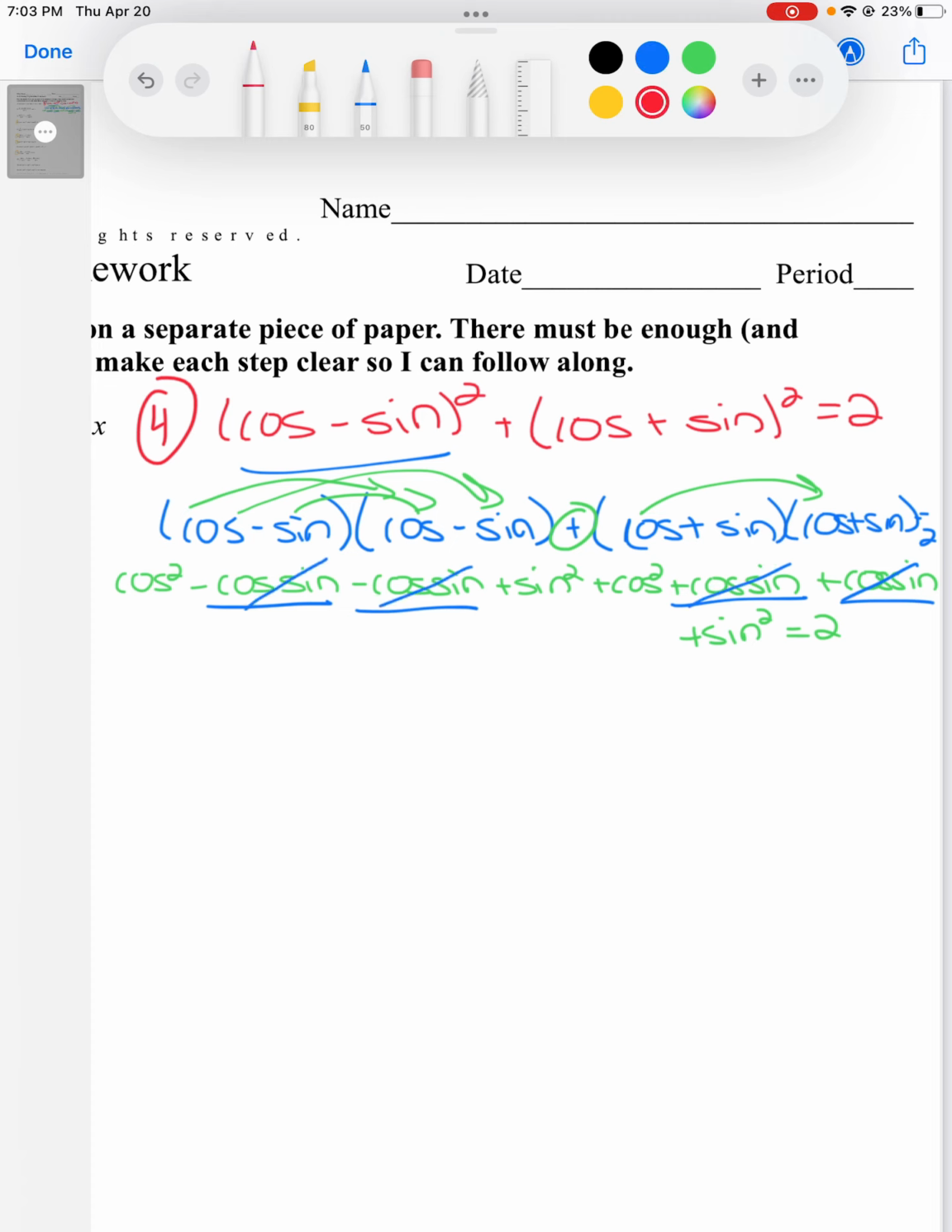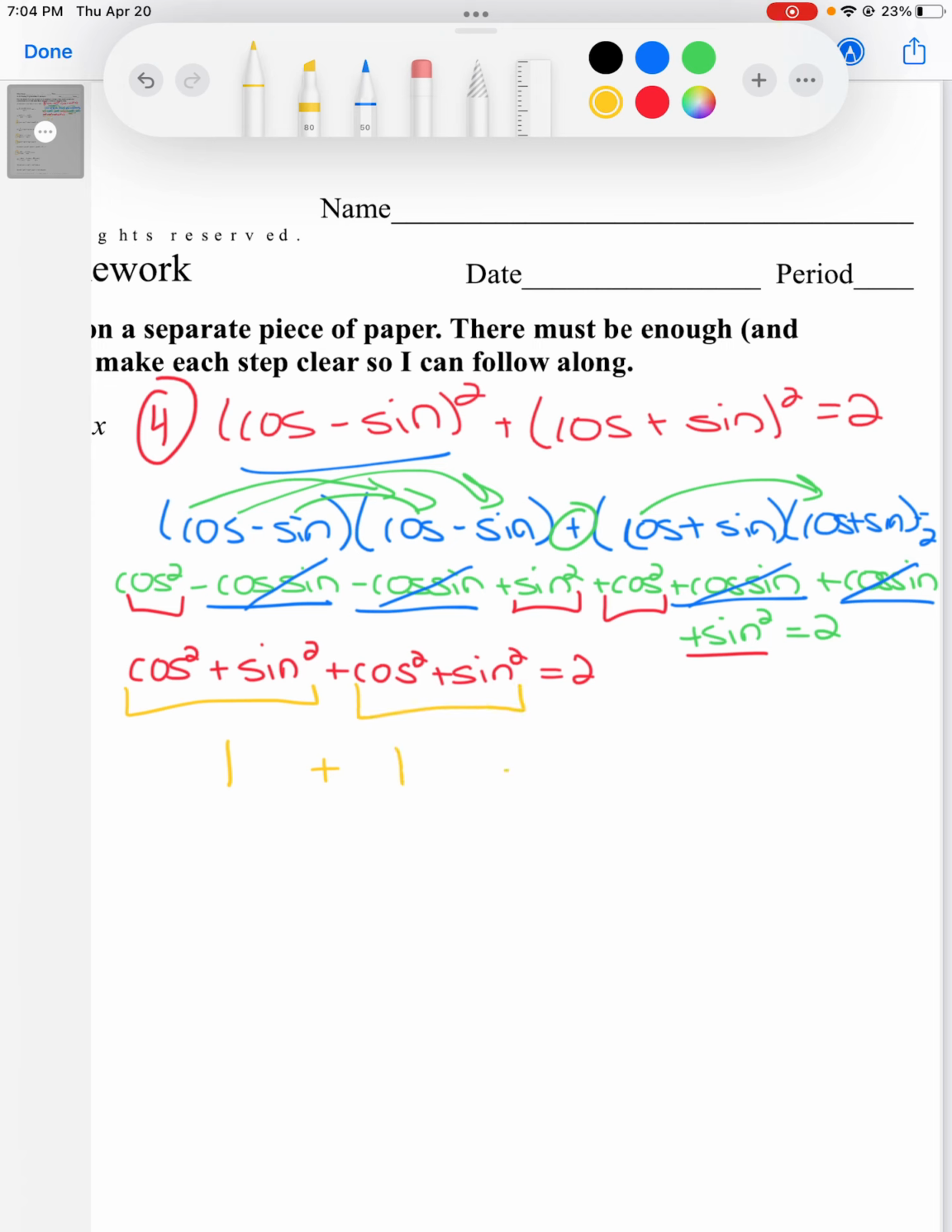So now I have cosine squared plus sine squared. All right, that's these ones. But I also have, again, plus cosine squared plus sine squared equals 2. Well, what does cosine squared plus sine squared equal? That equals 1. This one also equals 1. Well, 1 plus 1 equals 2. So there is the proof, down to our final answer, okay?